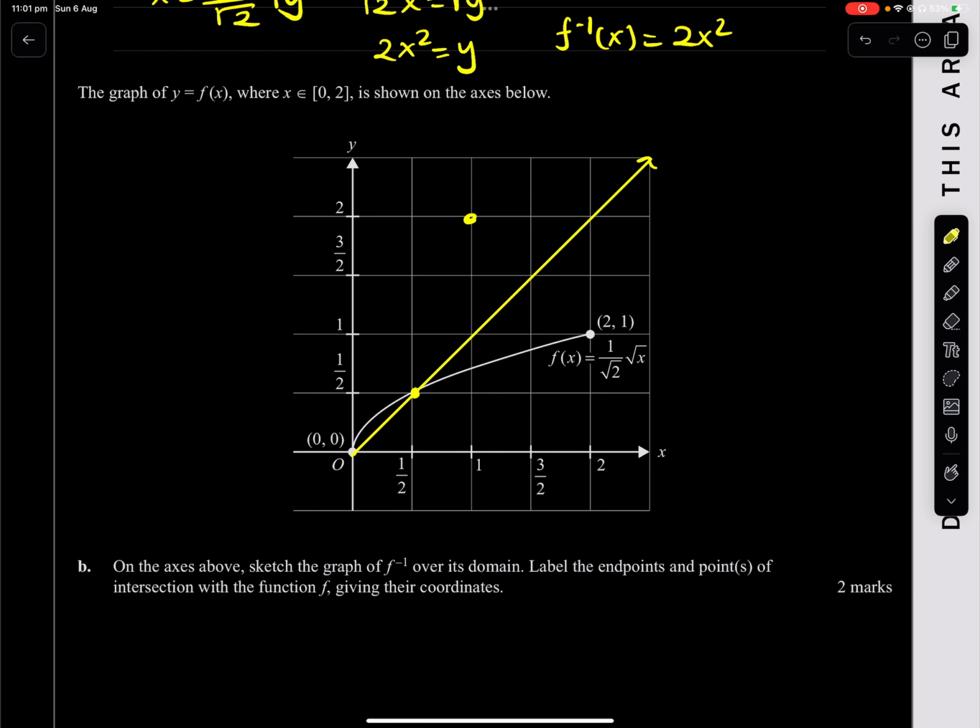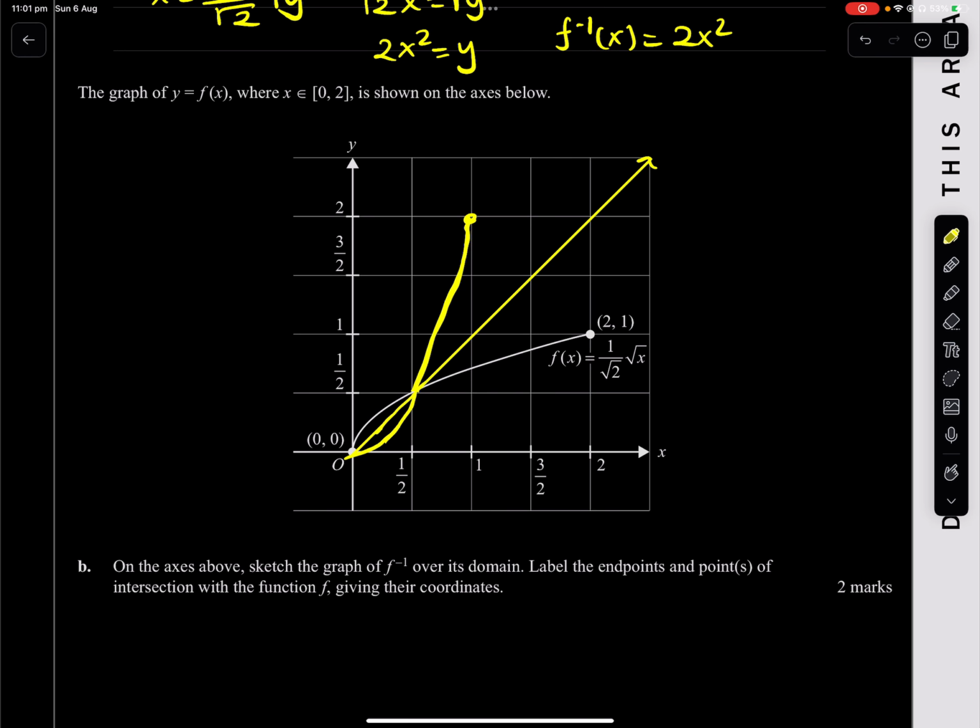And I'm just going to draw this nicely. I'm going to reflect it, so like that. Looks nice. Like that, perfect. Let me just sketch this out. Something like that, perfect.